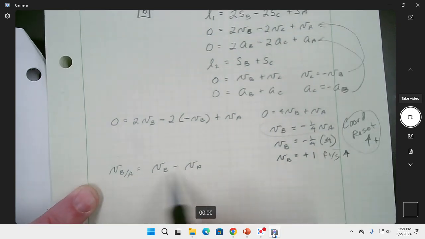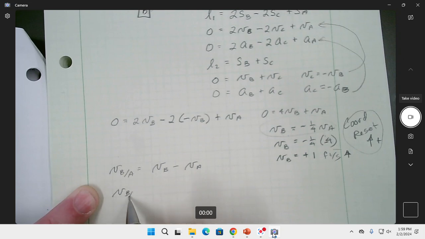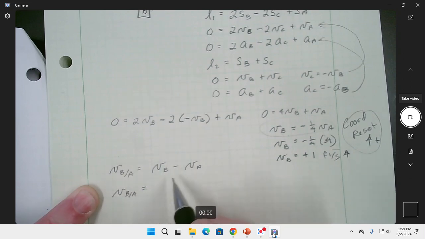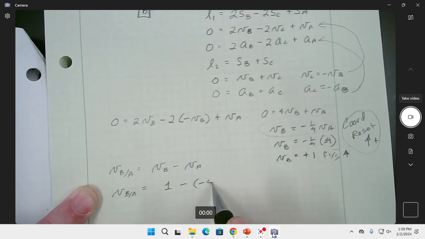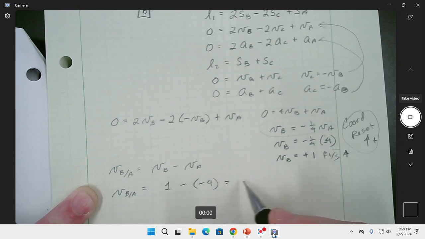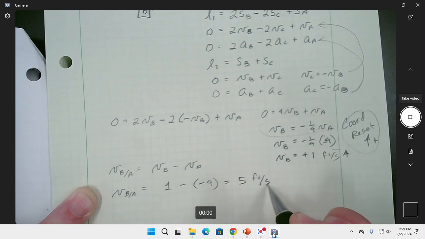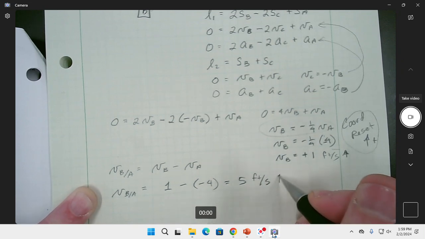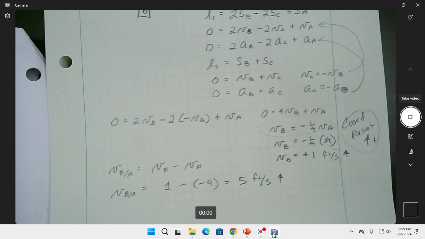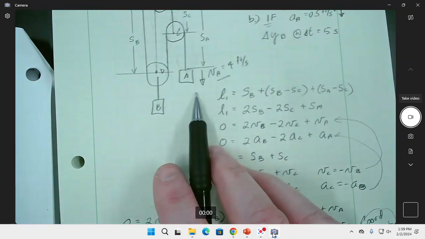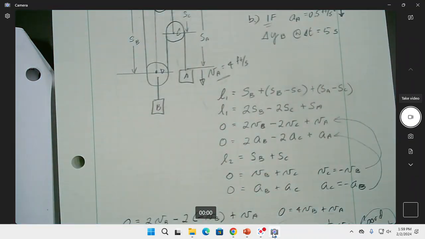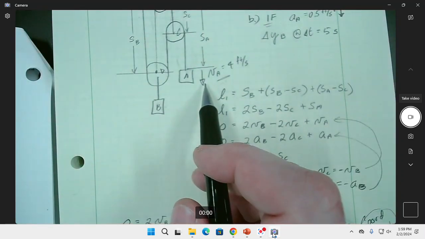But this is important. By plugging this into here, we go B with respect to A is going to be, the B is going to be 1, whereas minus, it's going to be minus 4, right? So you're going to end up with 5 feet per second, if I did that correctly. And that answer is going to be upwards. That B will appear to be moving at 5 feet per second if you were on A. If you're taking a ride on bucket A or block A, and you're observing B, it would look like it's going up because you're going down.